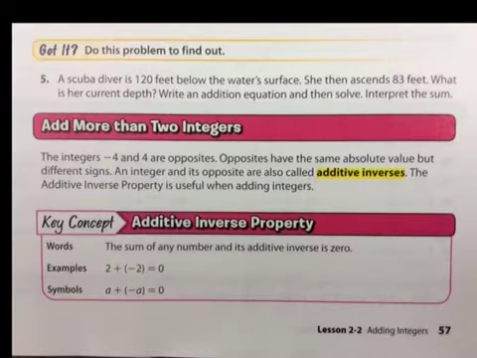Something I really want to make note of is this additive inverse property. The integers negative 4 and positive 4 are opposites, same as negative 2 and positive 2, or negative 3 and 3. They're opposites. We learned that in the last lesson. Opposites have the same absolute value, meaning they are the same distance in opposite directions from 0. But they have different signs, obviously, negative and no sign, or positive. An integer and its opposite are called additive inverses.